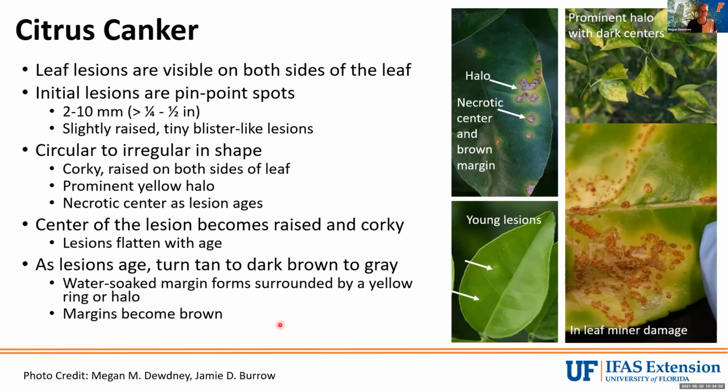As those lesions age, they change color, turning from tan all the way to gray. You'll often see a water-soaked margin. I'll have a good photo of that on fruit in a moment, followed by a yellow ring or a halo, and then the margins become brown.